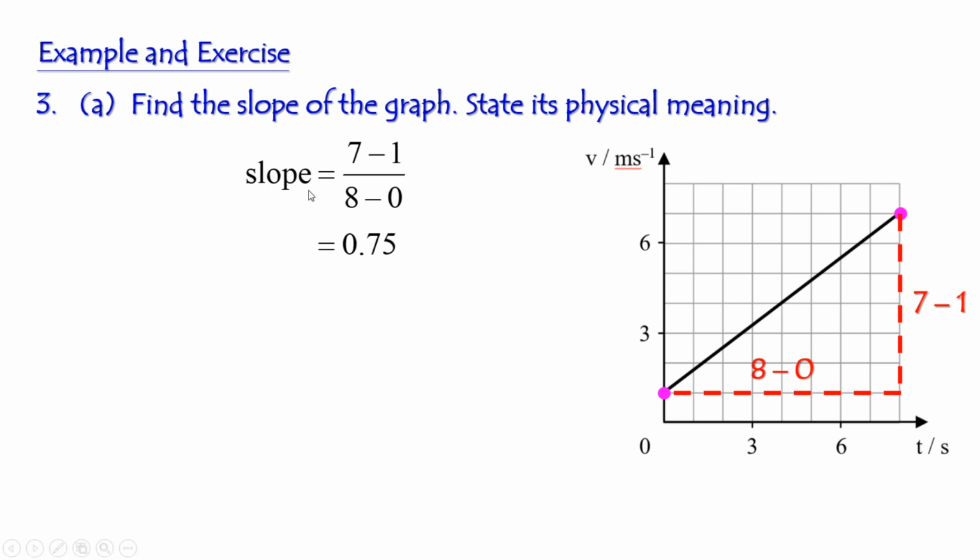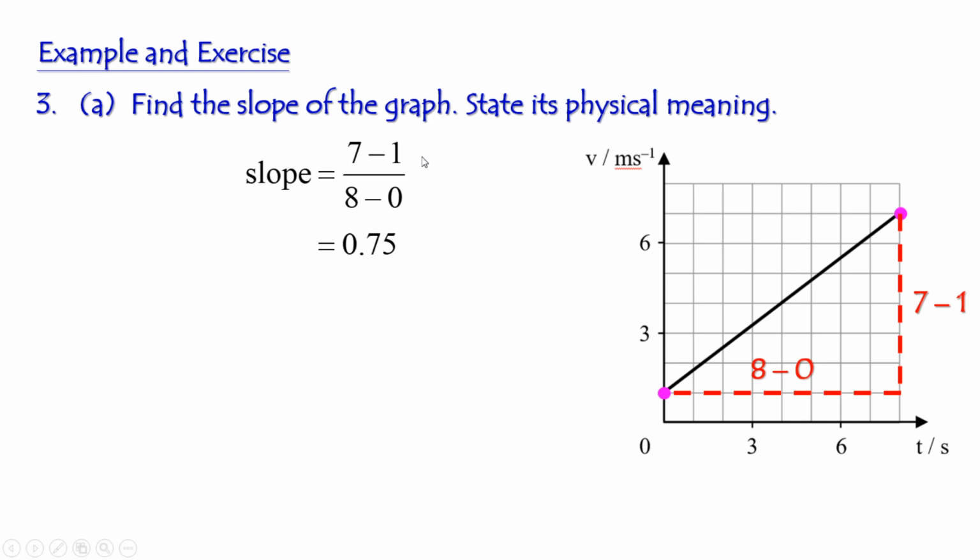What is the unit for the slope? There is a unit for the slope, okay? I want to ask you, what is the unit for the term in the numerator? That is 7 minus 1. 7 means 7 meter per second and 1 meter per second. So the unit for the numerator is meter per second. Is it okay? And the unit for the denominator is second.